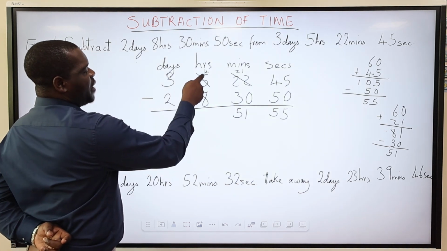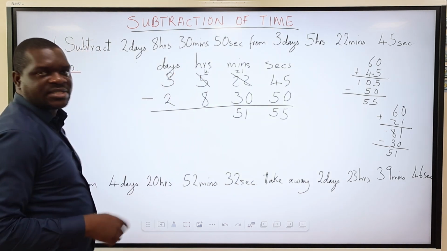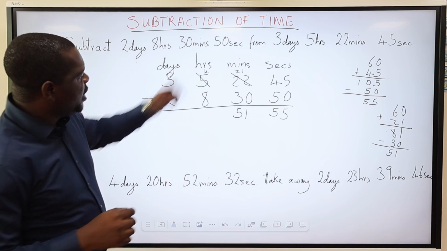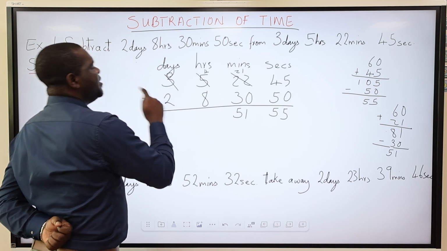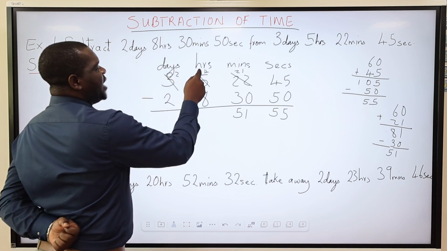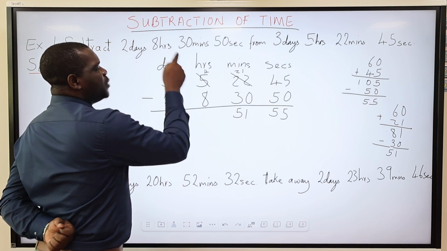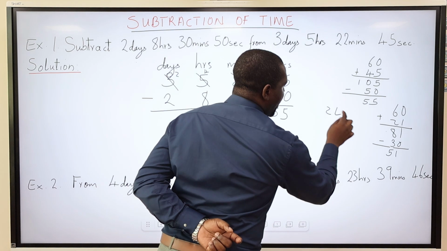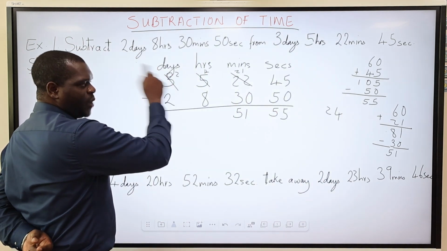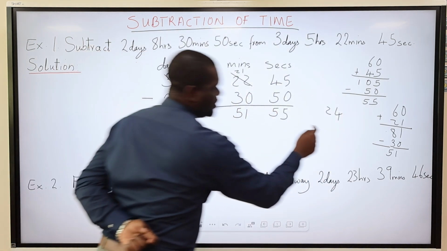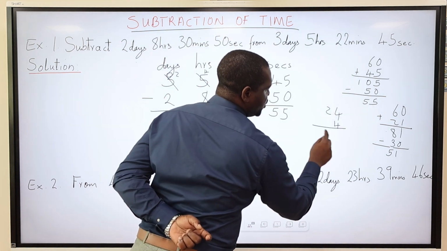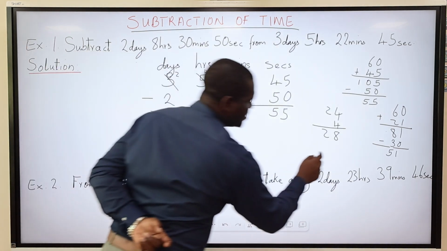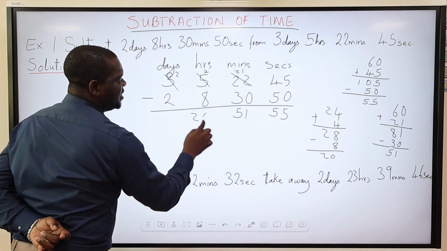Here you are left with 4 hours. 4 hours take away 8 hours. It's practically challenging. So we're going to take 1 day from 3, you'll be left with 2 days. And if you bring 1 day to hours, it gives you 24 hours. So here we have 24 hours that we've borrowed, which is 1 day, plus 4 hours, which is already here. This will give us 28 hours. And 28 hours minus 8 hours will give us 20 hours.